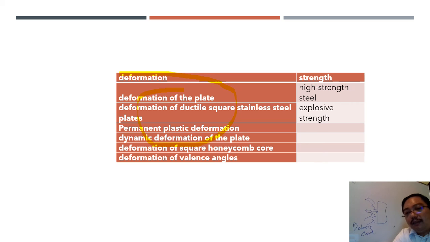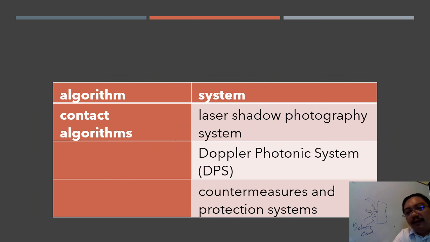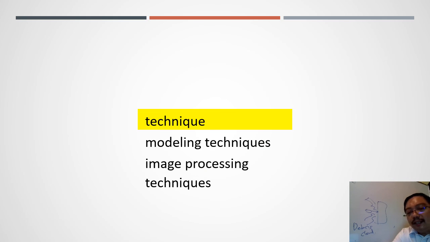If you are dealing with plate, you have to study the plastic deformation of plate, square, honeycomb core. This is the strength. This is the prediction, learning with prediction of the plate impulse, final displacement, blast load. Algorithm, contact algorithm. This is a system that some of you, if you have this facility at your institution, better: Doppler photonic, laser photo, shadow photography, image processing technique, modeling technique.